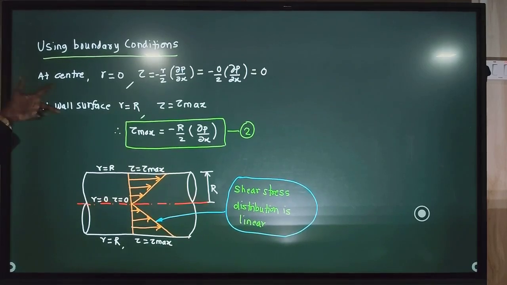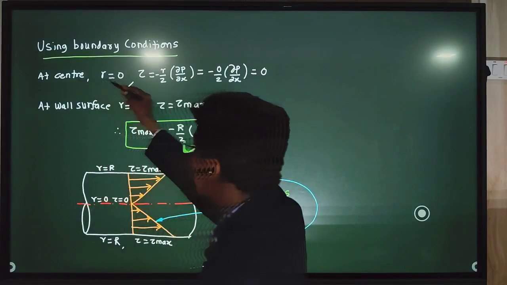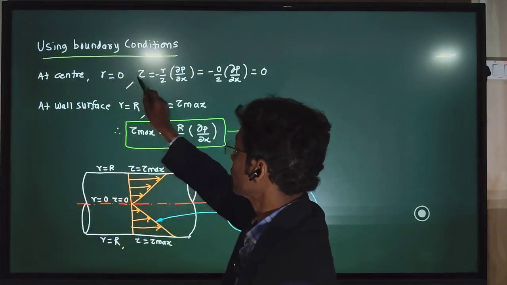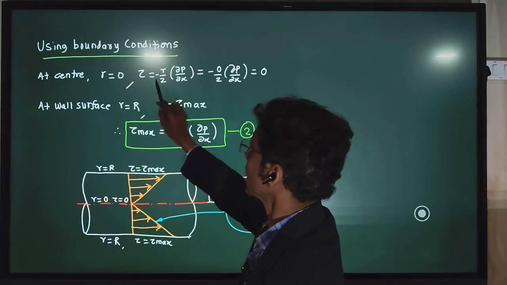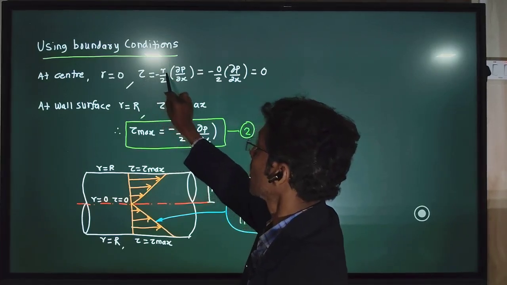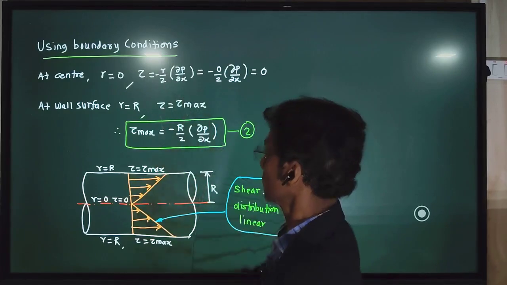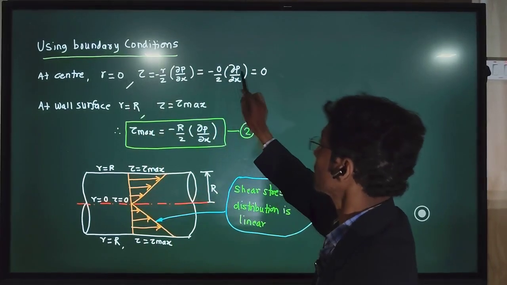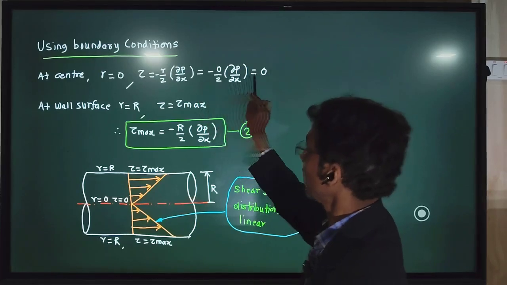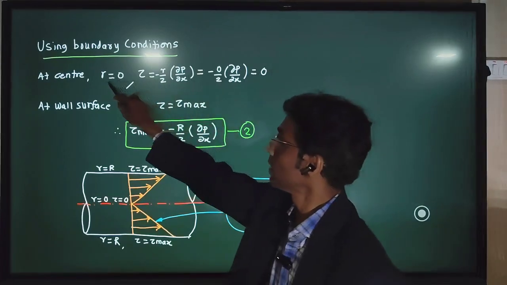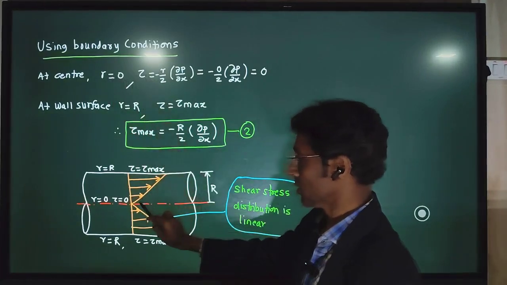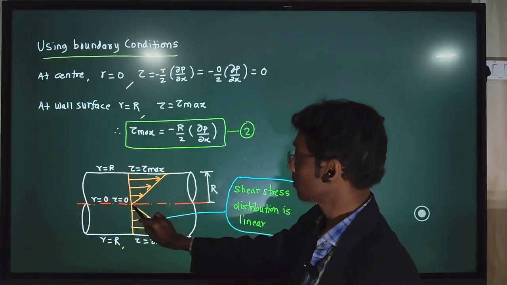Here are two boundary conditions. One is at the center of the pipeline, that is at the radius 0. We put in equation number 1, that was tau is equal to minus r by 2 into pressure gradient. Here, putting r is equal to 0, we find the whole expression as 0. So at the center, means at radius equal to 0, we find the shear stress 0, that is shown here.